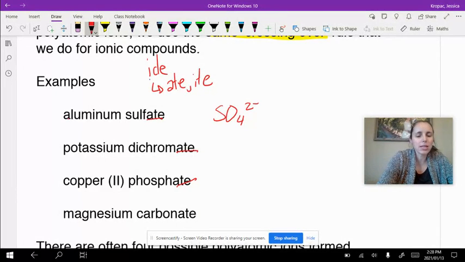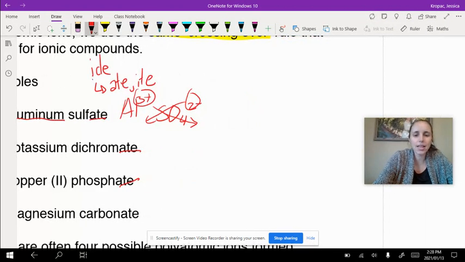Then my other element here is just an element like we've seen before. So aluminum, the symbol is Al, and Al has a charge of 3+. Now just like before, I want to cross over. So this 3 is going to come down here, and this 2 is going to come down here. So we're going to write that like this. We're going to have aluminum, and the charge that's next to aluminum is going to be this 2 from sulfate. And then what's going to be next to sulfate is going to be this 3 from aluminum.